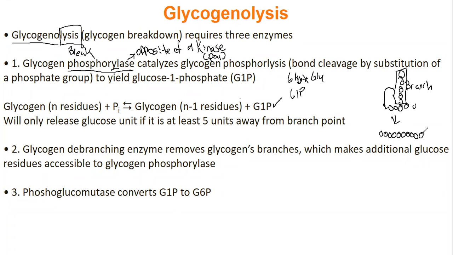The last enzyme you need is phosphoglucomutase. The reason for this is that to go into glycolysis, you need G6P. However, glycogen phosphorylase only makes G1P. So this is a simple switch from G1P to G6P. Again, all a mutase does is switch these functional groups for us. It moves where the functional groups are located. That's what a mutase means.